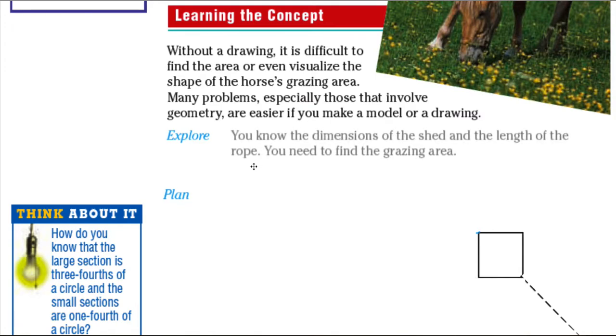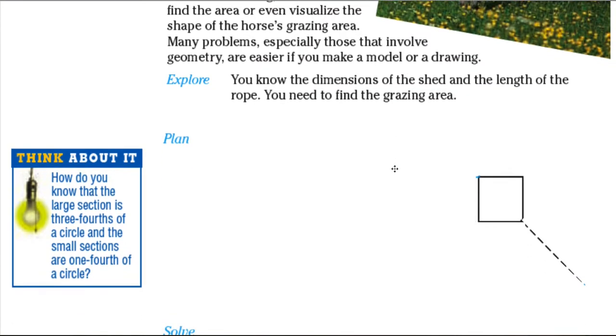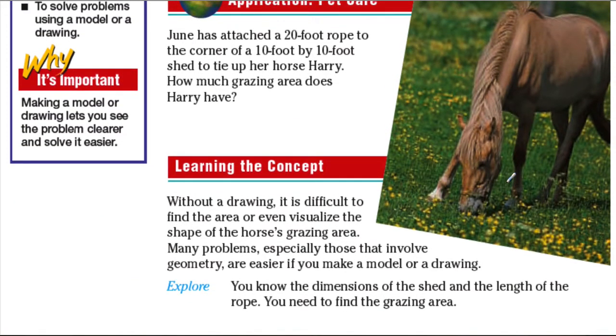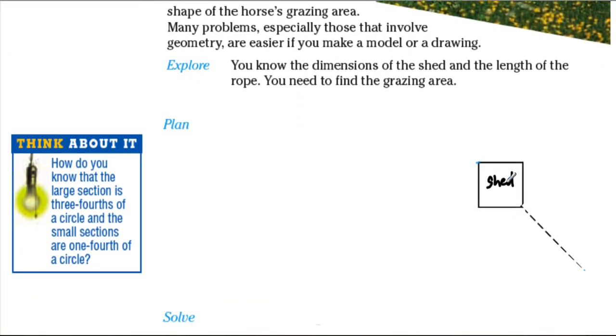What do we know? We know the dimensions of the shed and the length of the rope, and we need to find the grazing area. So let's say this is June's shed right here. She has attached a 20-foot rope to the corner of a 10-foot shed. So this is our 20-foot rope. That's the corner, and she attached a rope 20 feet long.